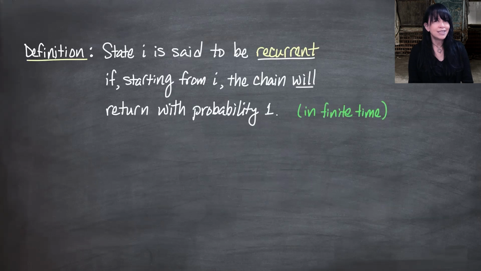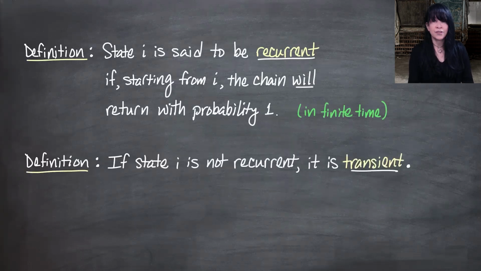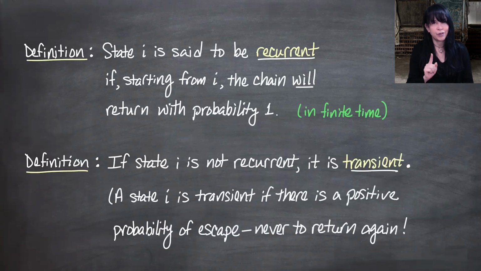The definition of transience is usually given as not recurrent. It's one or the other, although I think it's a little more concrete in my brain to say that a state is transient if you can find a way to escape, never to return again, with some positive probability.